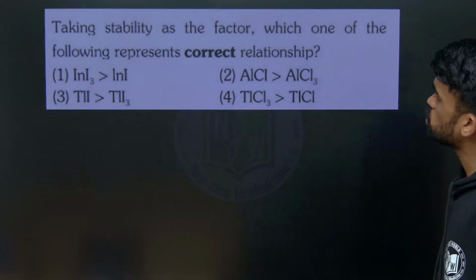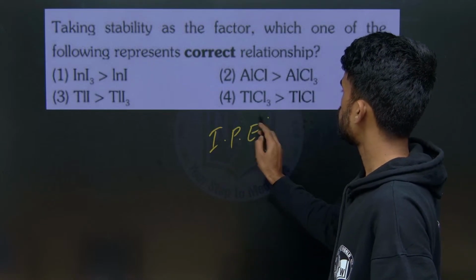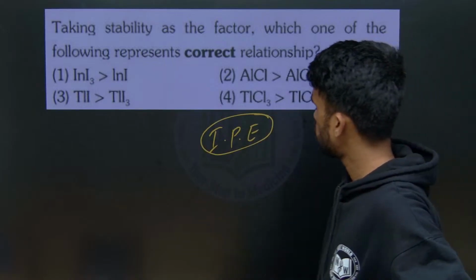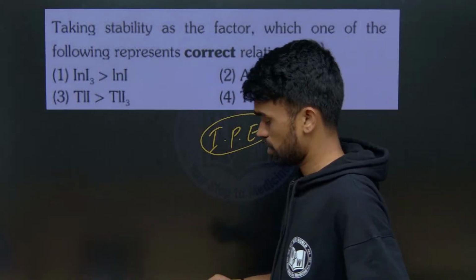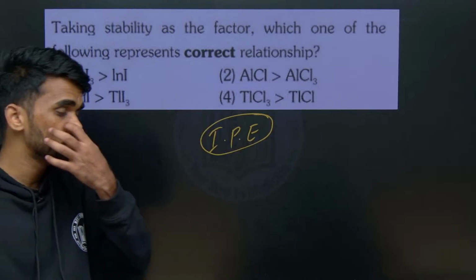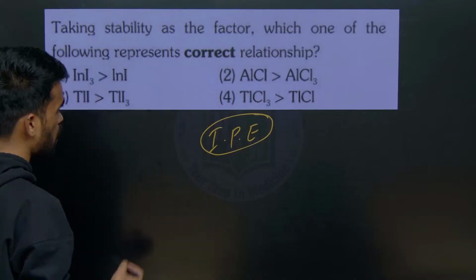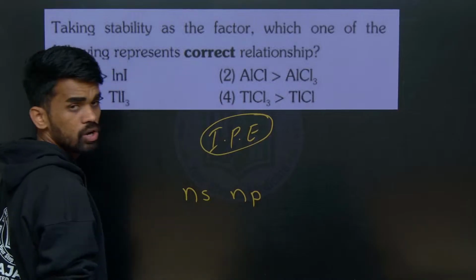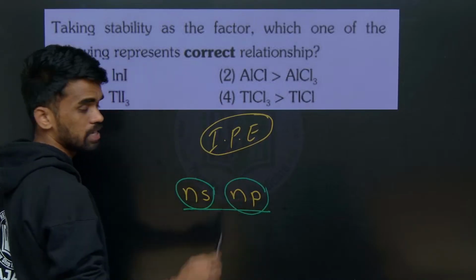Okay, this is the stability factor. This question is based on the inert pair effect. So what is the inert pair effect, IPE? It is the inertness of ns pair electrons to take part in bond formation. For example, p block elements will have ns electrons and np electrons in their valency.